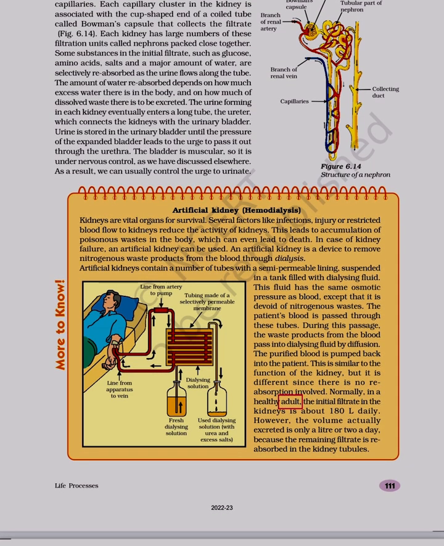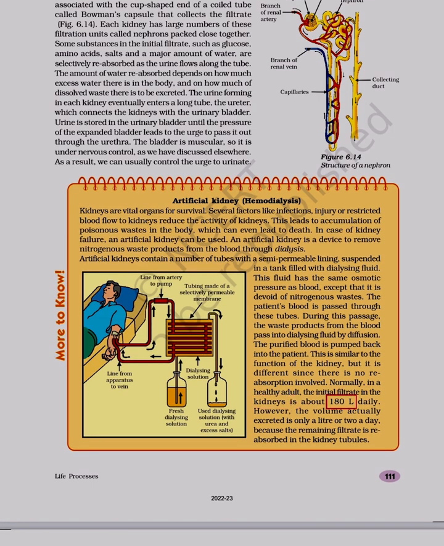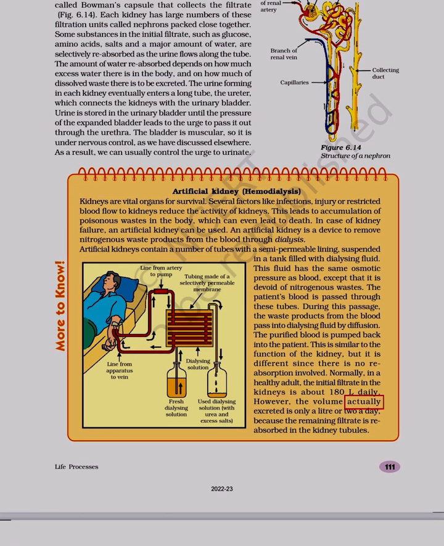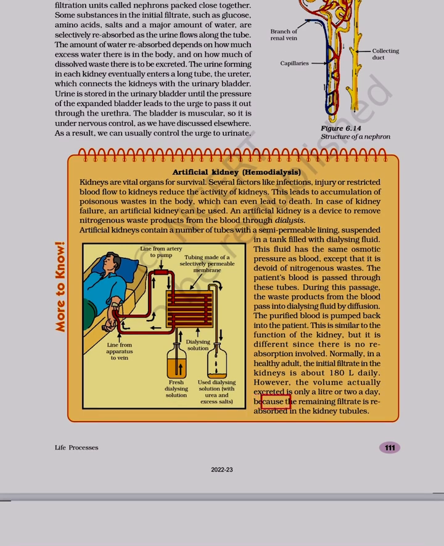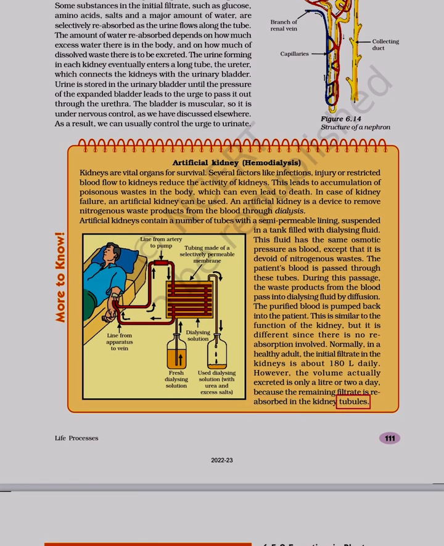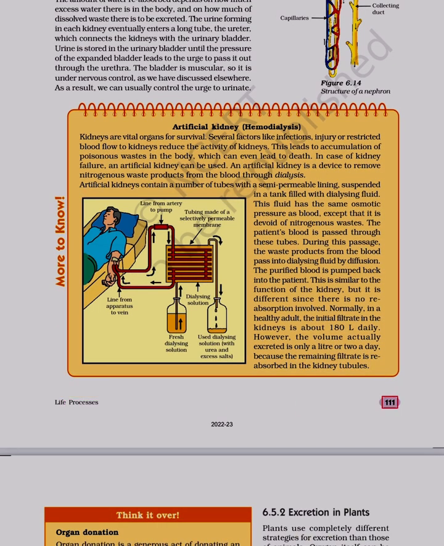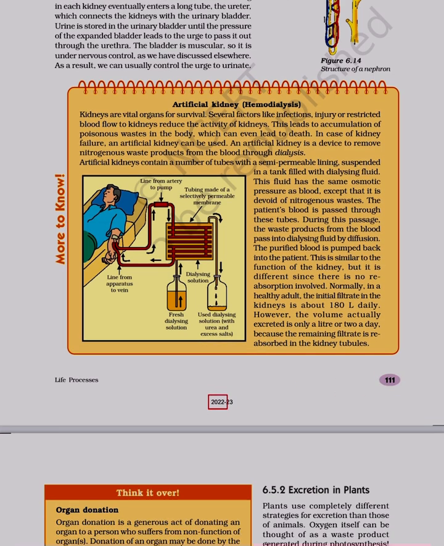Normally, in a healthy adult, the initial filtrate in the kidneys is about 180 L daily. However, the volume actually excreted is only a liter or two a day, because the remaining filtrate is reabsorbed in the kidney tubules. Life processes. 111. Figure 6.14 Structure of a nephron.